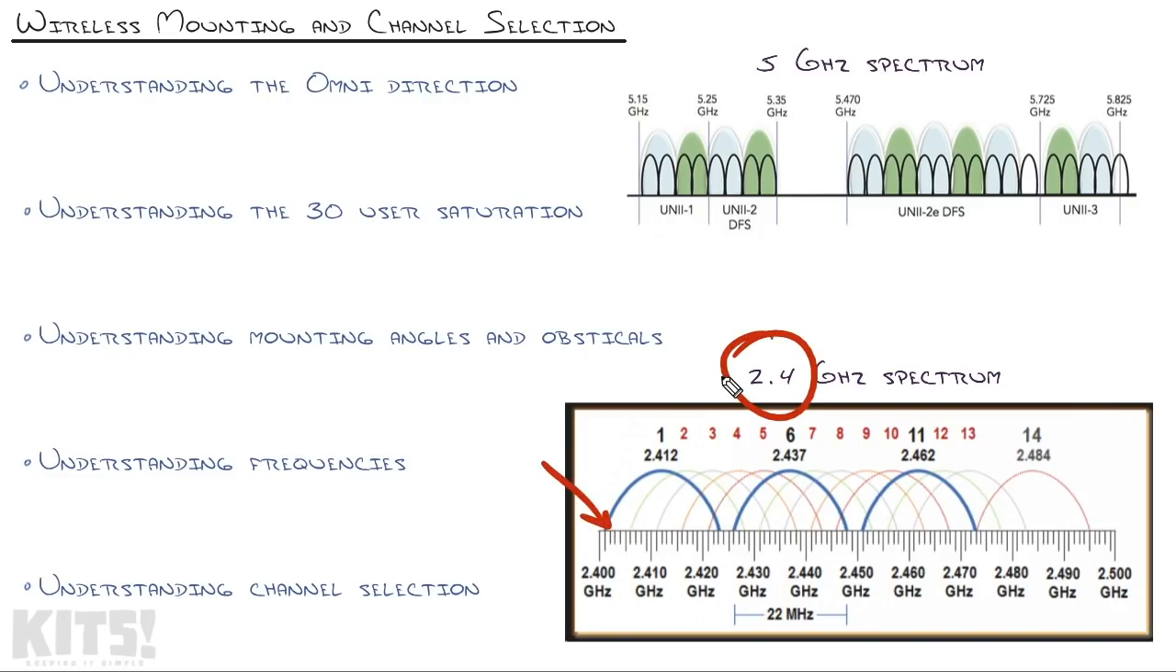Now, one of the things to realize is that these channels actually represent frequency ranges. When we say 2.4 gigahertz spectrum, that's actually a large range which we divide into multiple channels. Now look at this. Channel 1 takes from 2.400 all the way up to 2.422 because each one of these channels represents 22 megahertz of that.